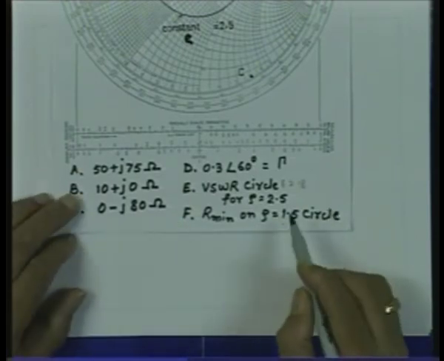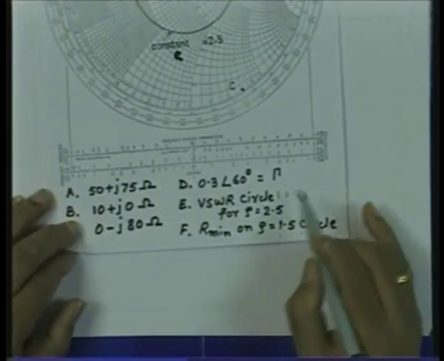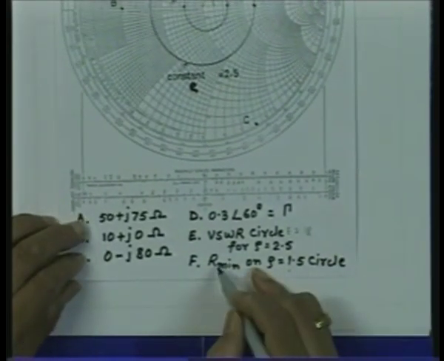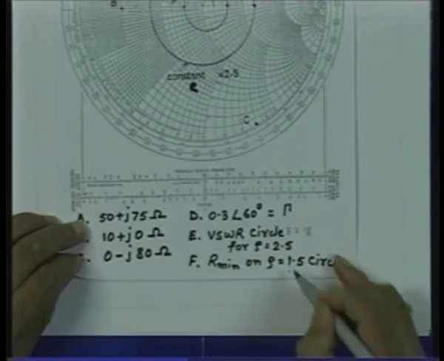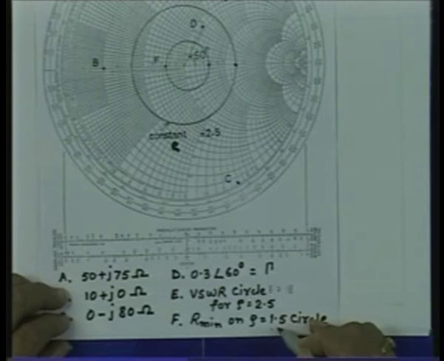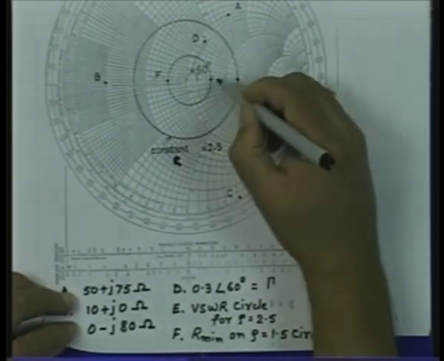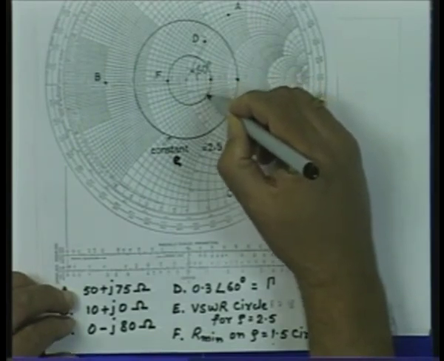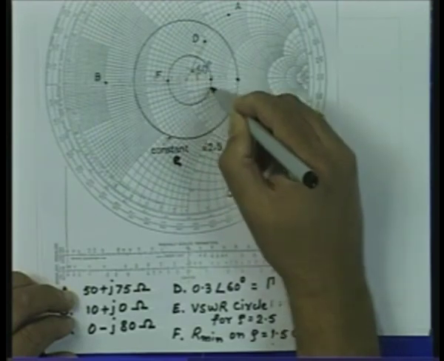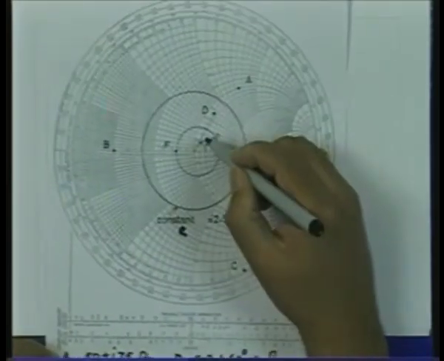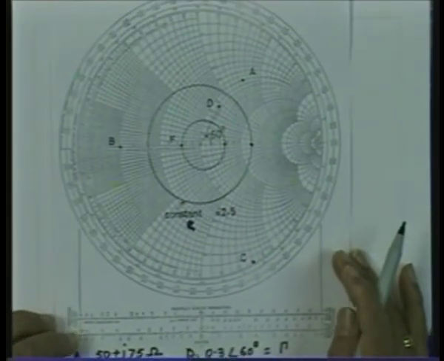Again, first we draw the constant VSWR circle, then on that circle you go to a location where r will be minimum, and that will give me the value of r min. So, first, since rho equal to 1.5 tells me the r max normalized, I find the point which is r max, this is 1.5. I first draw a circle passing through this point. So, this is the constant VSWR circle for rho equal to 1.5.